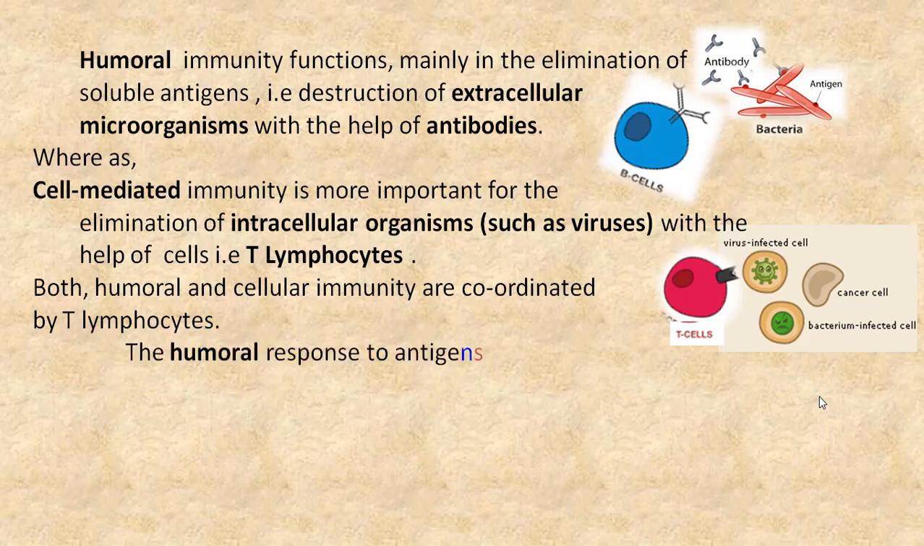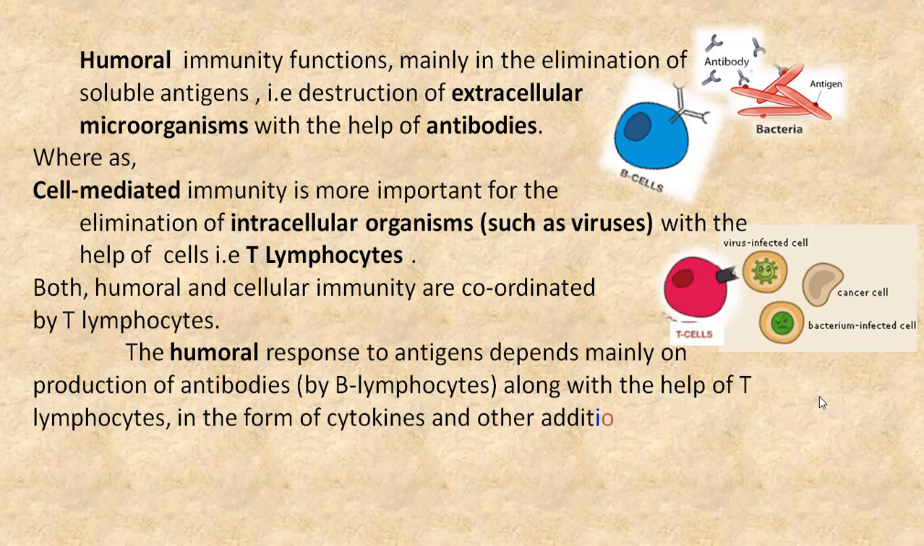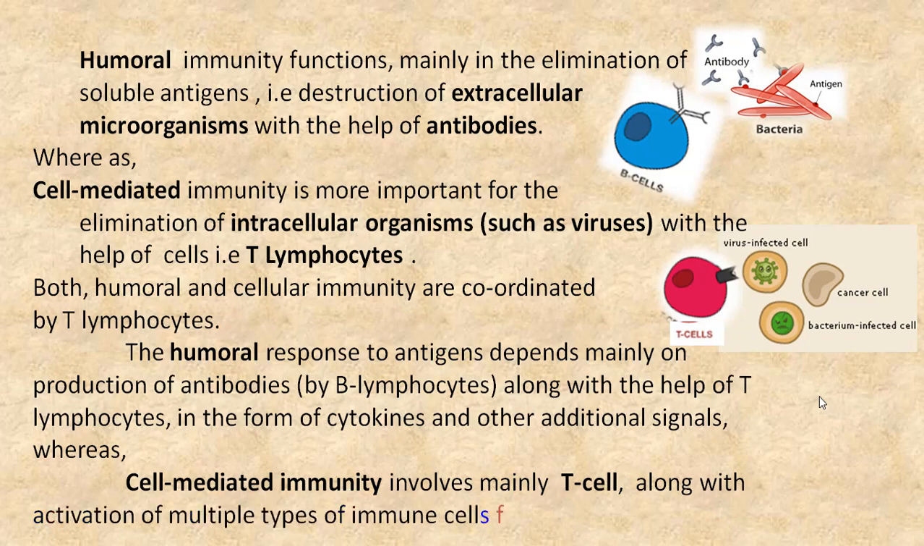The humoral response to antigens depends mainly on the production of antibodies by B lymphocytes along with the help of T lymphocytes in the form of cytokines and other additional signals, whereas cell-mediated immunity involves mainly T cells along with activation of multiple types of immune cells for antigen clearance.